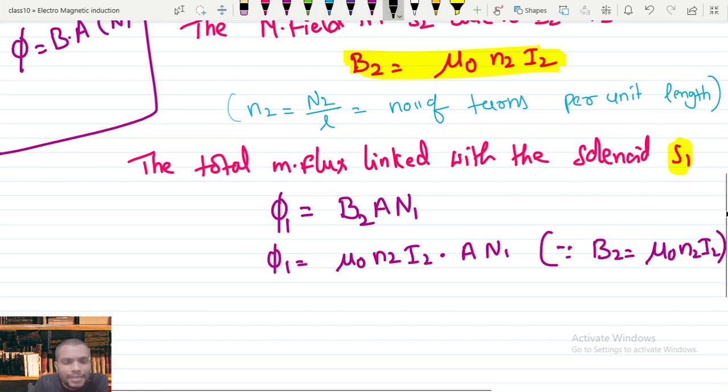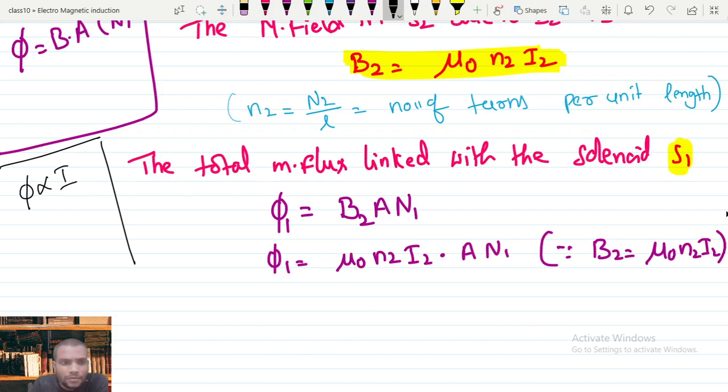So the mutual inductance M. How does the mutual inductance come? Flux is directly proportional to current. Therefore flux equals M, the mutual inductance, times current I. So mutual inductance M equals flux upon current I. Now here we need to be careful, because current is passing in one coil but the flux is changing in the other coil.